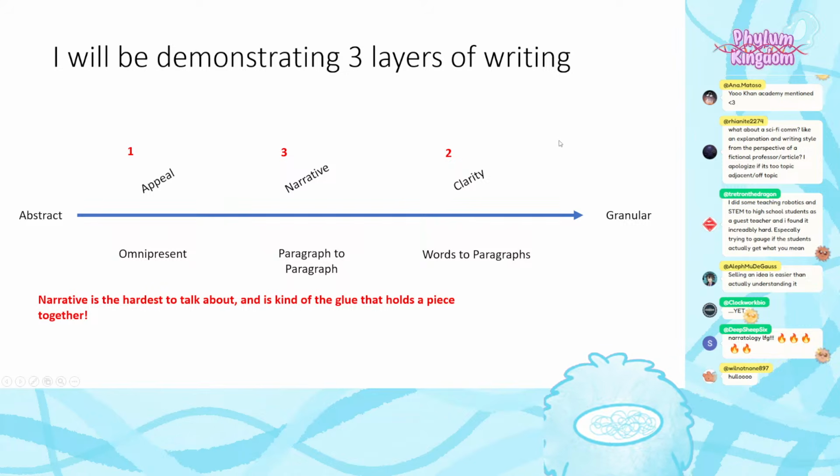So narrative is actually the hardest to talk about. So we're going to talk about appeal, then we're going to talk about clarity, and then we're going to talk about the hardest thing to think about, which is narrative. Narratology, let's freaking go. Yeah, exactly. I love narrative in writing, and we're gonna see how that works.